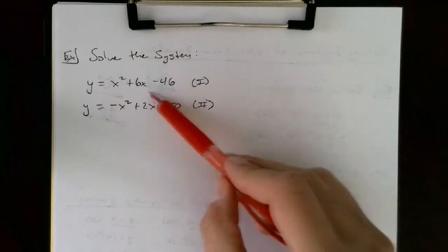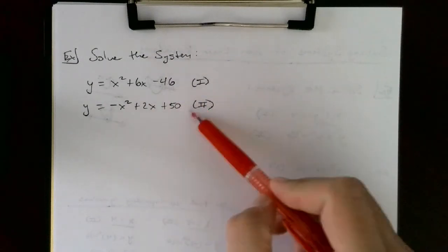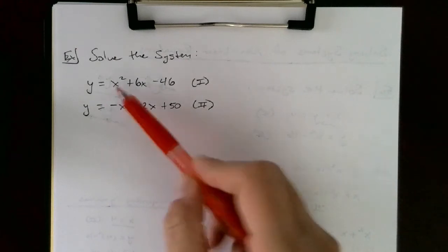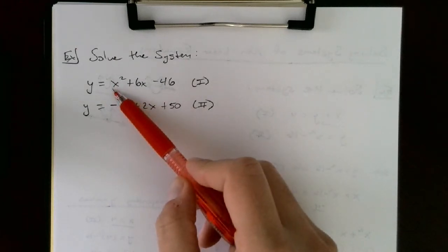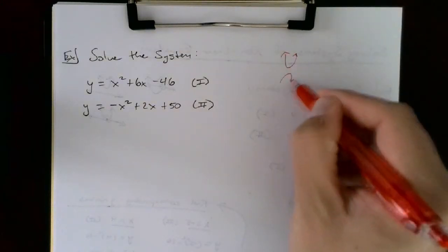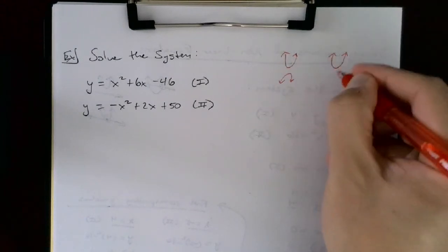Now, it doesn't necessarily matter what the equations are, but you should think about what you're finding here. y equals x squared plus 6x minus 46, that's a parabola. y equals negative x squared plus 2x plus 50, that's a parabola. The second one opens downward because it's got a negative coefficient. The first one opens upward. So what could happen? Well, you could have a parabola here and a parabola here that completely miss each other. You could have parabolas that just share one point.